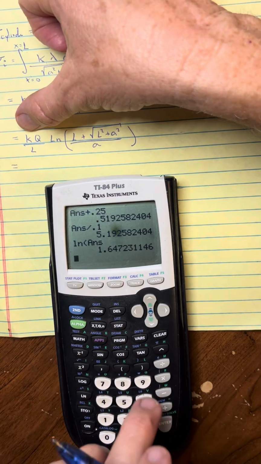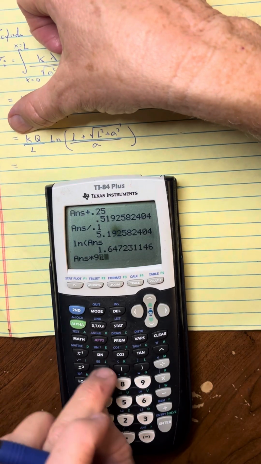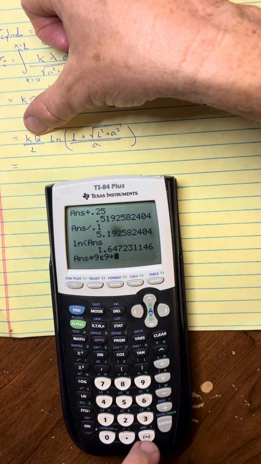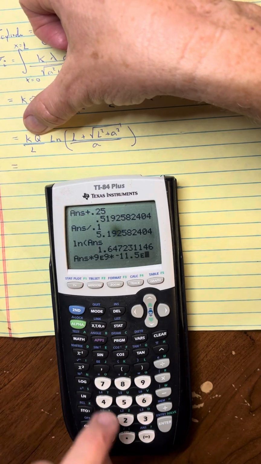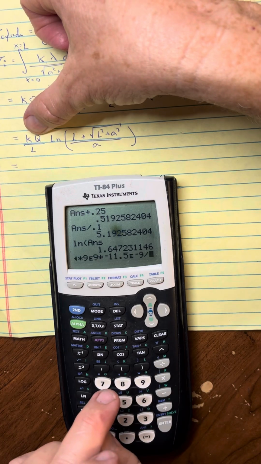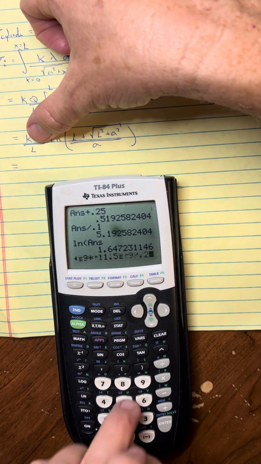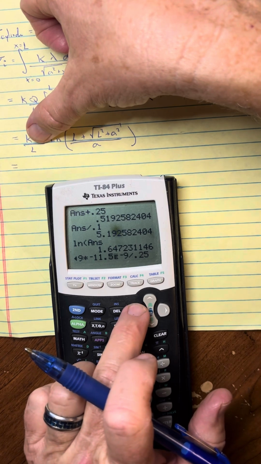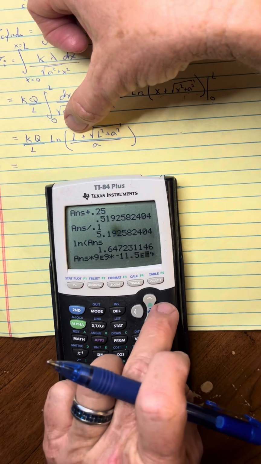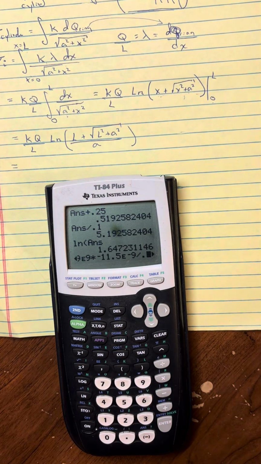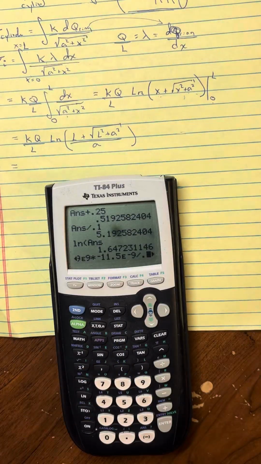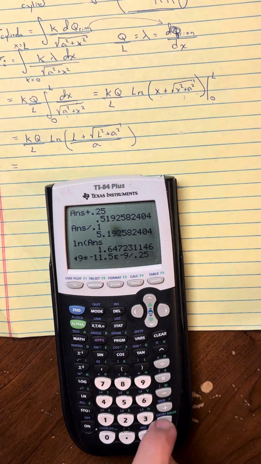So now let me go ahead and multiply by the K, 9 times 10 to the 9th. Let me multiply by the charge that's on this whole cylinder. That was the negative 11.5 nano. Let me then divide that by L. Okay, now, can't remember, did I actually do the answer? Yeah, so the answer times 9 times 10 to the 9th, 11 times 10 to the minus 9. I better double check. Yep, because that same charge, length 25 centimeters. Okay. So all that's looking good.